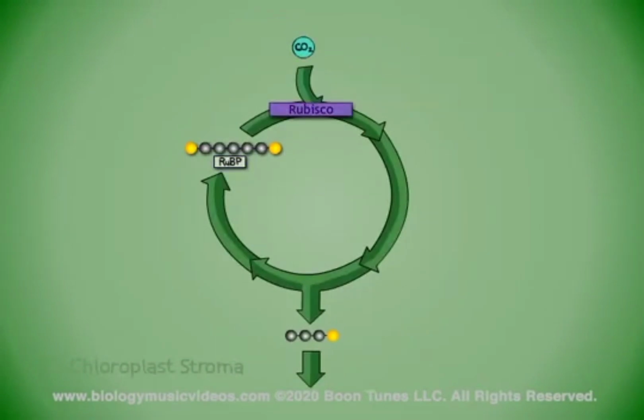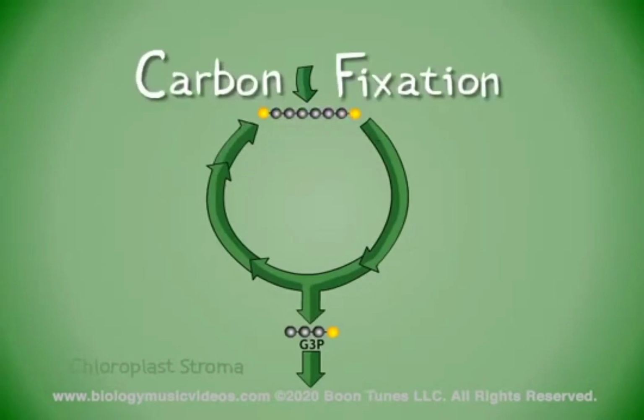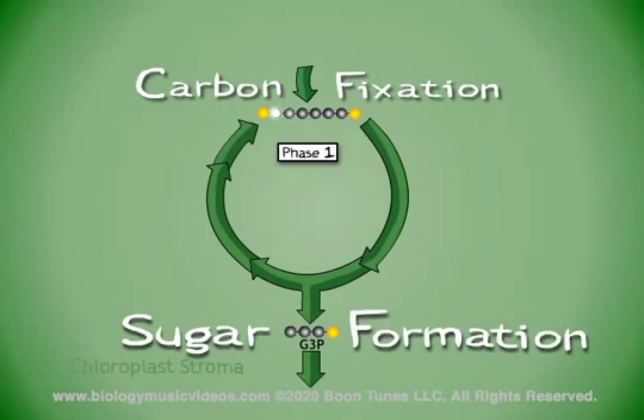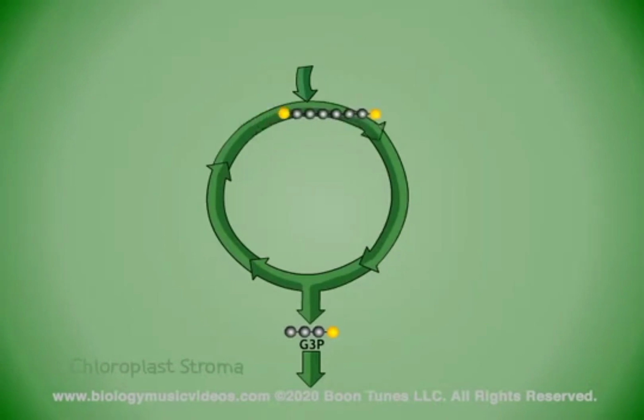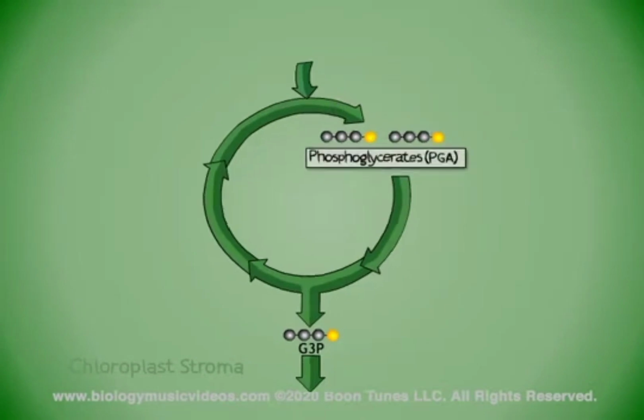Rubisco, an anabolic enzyme, helps CO2 and RuBP bind. This is known as carbon fixation, the first phase of sugar formation. A 6-carbon compound now is formed, but it's unstable and doesn't last long. It splits in half and generates 2 PGAs, or phosphoglycerates.